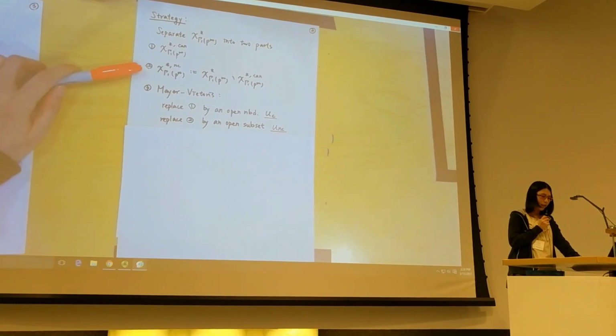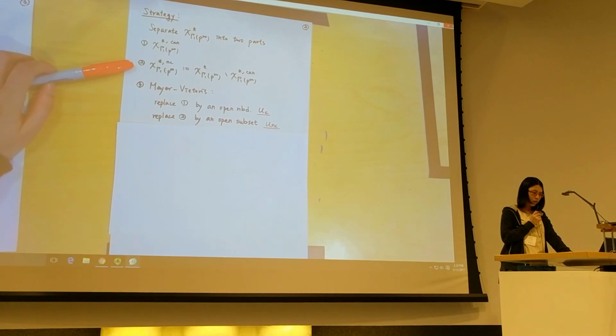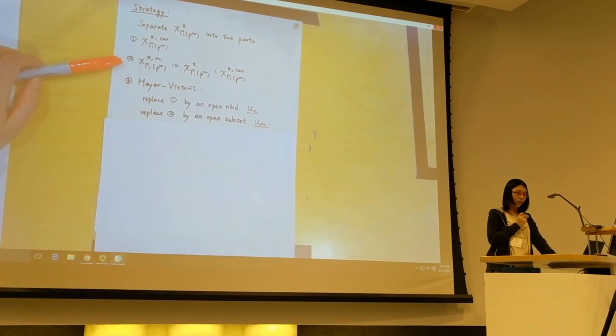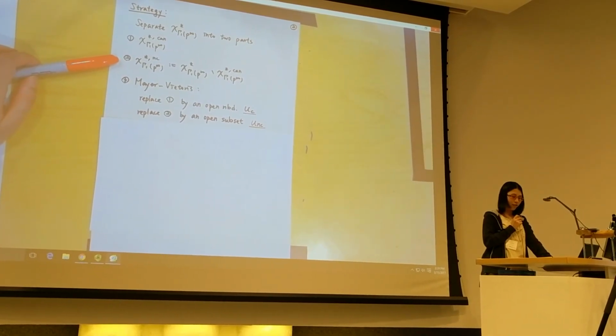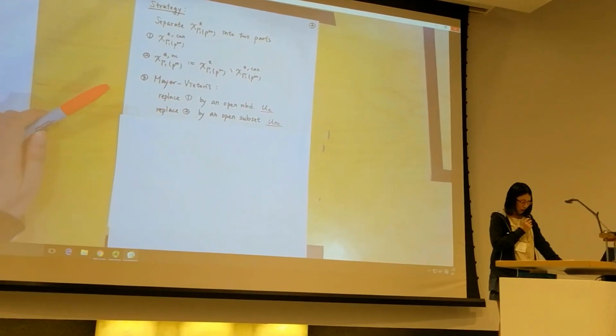And then the second part is simply the complement of this canonical locus. So we would call it the non-canonical locus. Just to warn you that non-canonical does not mean anti-canonical. Okay.